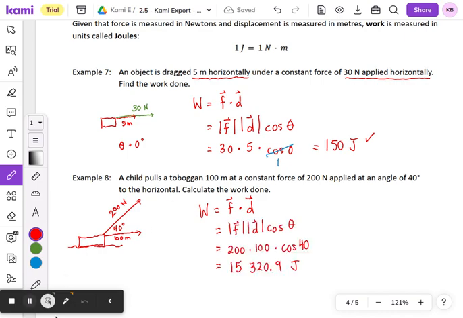Okay, so here I am back. You should have found that when you plugged everything in, remember we need the magnitude of the force, the magnitude of the displacement, and the cosine of the angle between. So I'm going to have 200 times 100, and my angle is 40, so I'll multiply by the cos of 40, and I round it to one decimal place. I get 15,320.9 joules. Okay, that's it. All right, so let's move on to the next page.